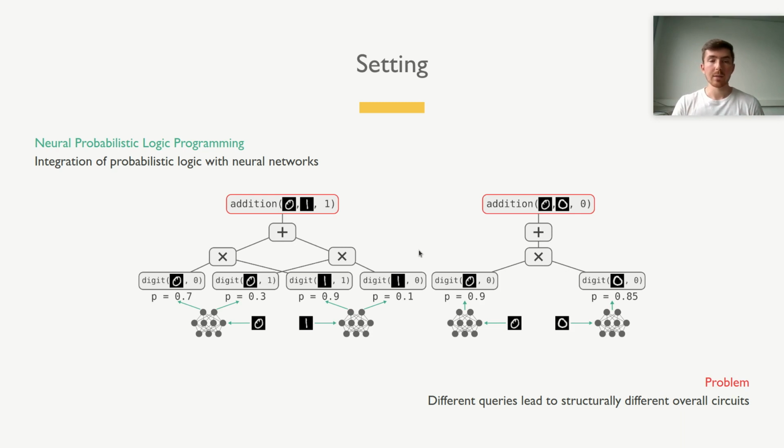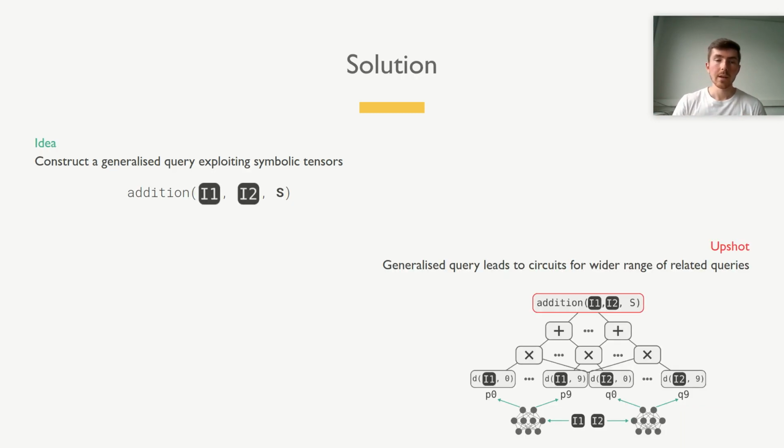And this is problematic because if we want to parallelize things, if we want to parallelize the computation of queries, then we need to have the same structure. Now, our solution to this is to, very generally, construct a query that is valid for every instantiation of the variables that you put into them. In this case, all of them are tensor variables.